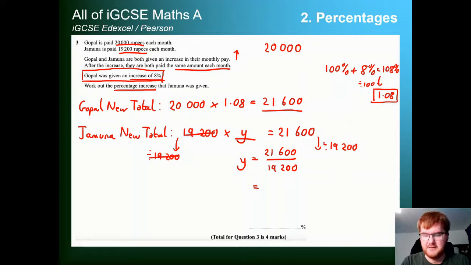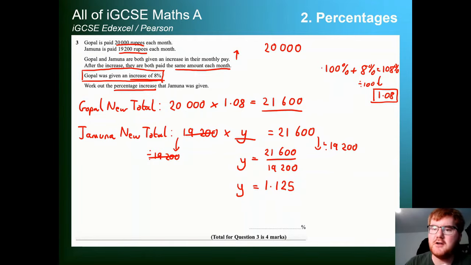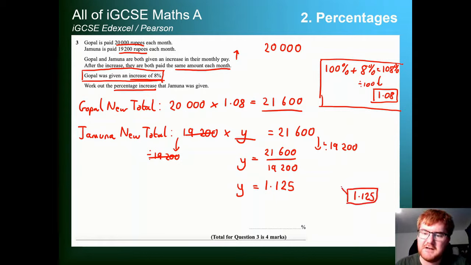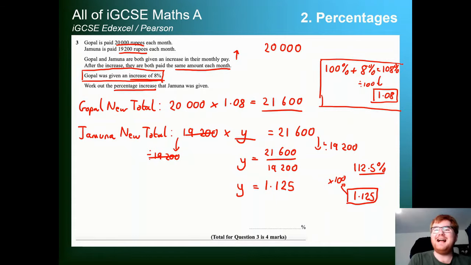So if we pop this into the calculator, any calculator will be fine here, we then get 1.125. So what we do here is kind of the opposite of what we did at the top here. So we have the multiplier and we want to work out the increase. So I take my 1.125, I'm working backwards here. I'm going to times this now by 100. That gives us then 112.5%. So the increase, what have we added to 100 to get to 112.5% is 12.5%. So that is our final answer for the 4 marks.